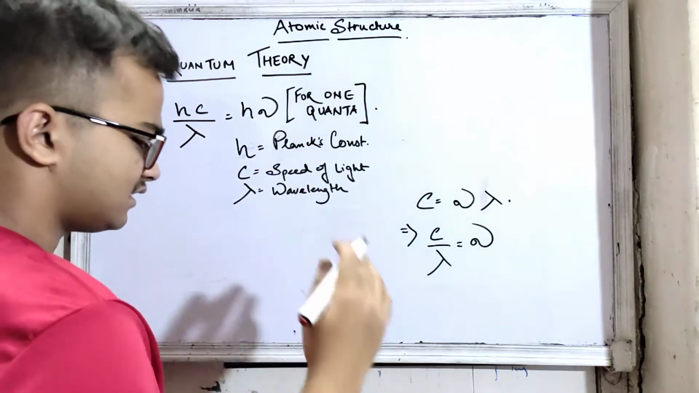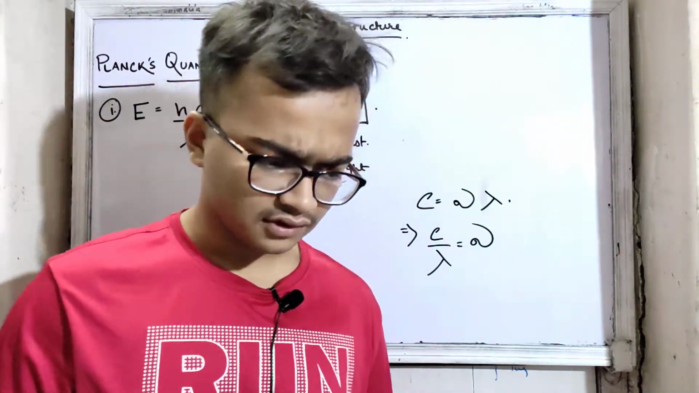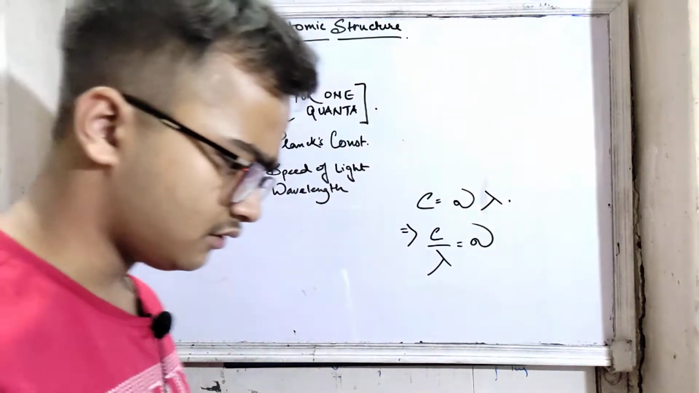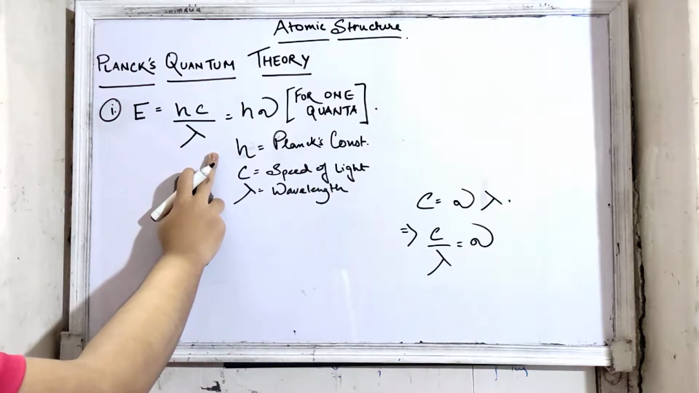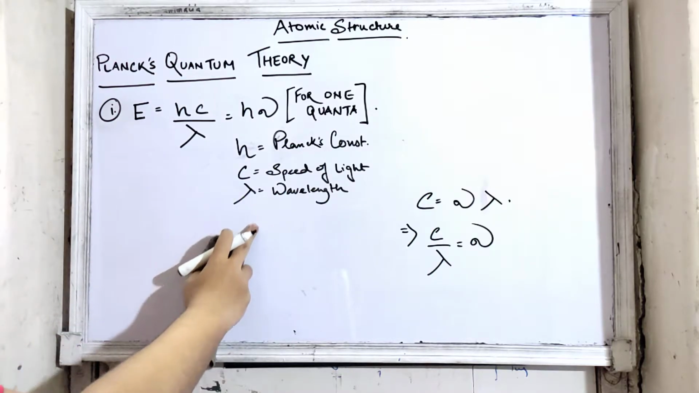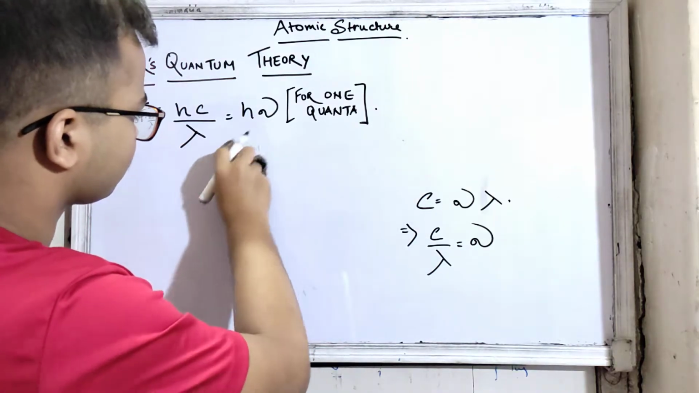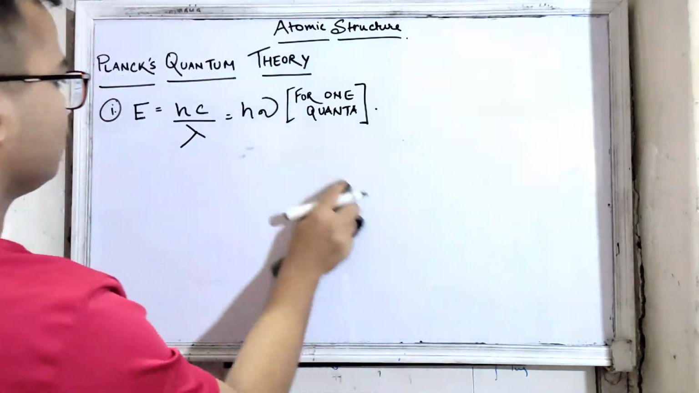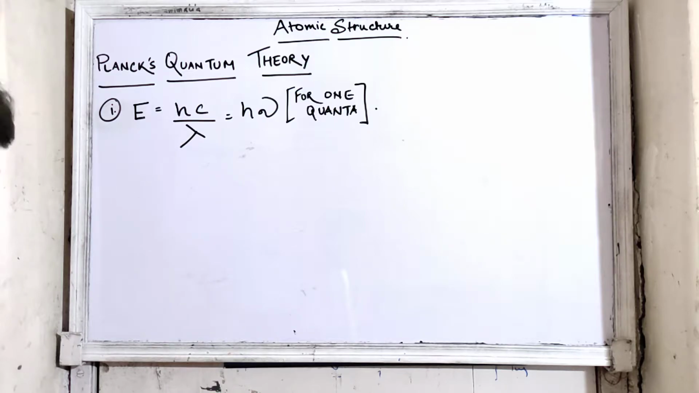Okay, what is quanta? Quanta is packets of light, or you can say energy. So this is for one quanta. For getting space, I am rubbing this out; you have to remember: h is Planck's constant, c is speed of light, and lambda is wavelength. So E equal to hc by lambda equal to h nu.